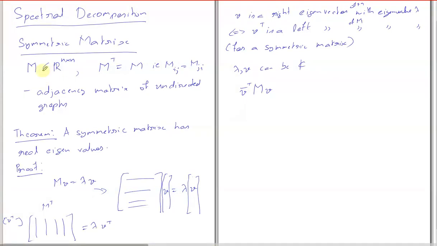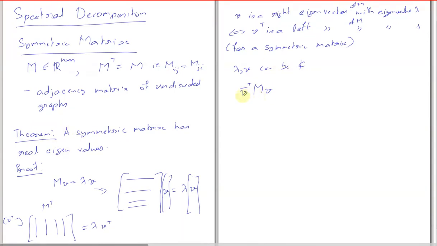M is a real matrix, but it's also a matrix over the complex field, right? And over the complex field, it has eigenvectors and eigenvalues. The eigenvectors might have complex entries and the eigenvalues might be complex. But we want to show that if it's symmetric, then it has real eigenvalues. As of now, we don't know this theorem is true. In general, these are complex.